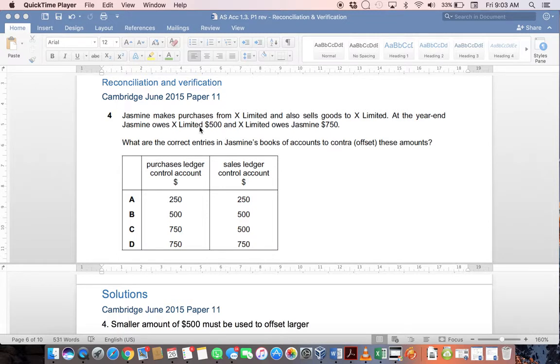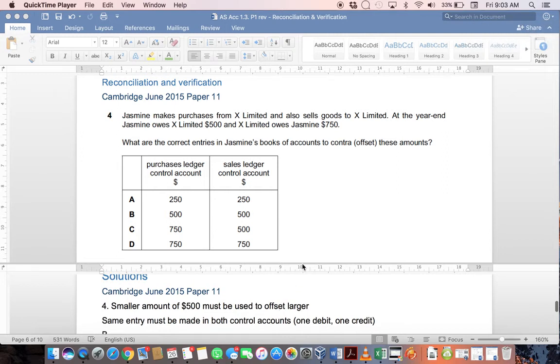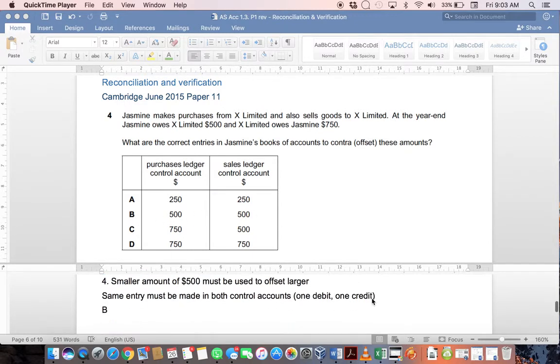So what I'm doing is I'm just taking that $500 out. Notice that I would need to debit and credit both accounts with the same amount, and so therefore I'm going to use my $500 to offset, and I'm going to need to do it in both books, and therefore B is the only option that would be suitable here.